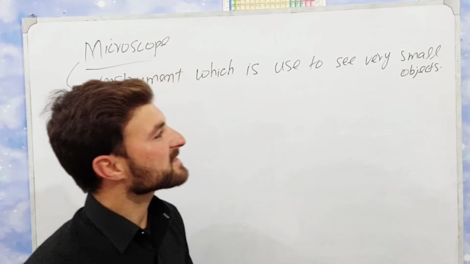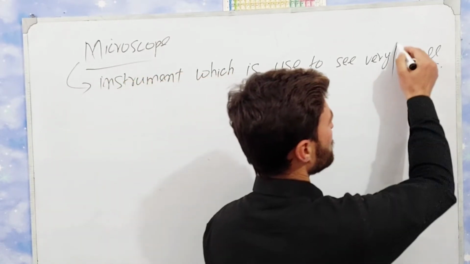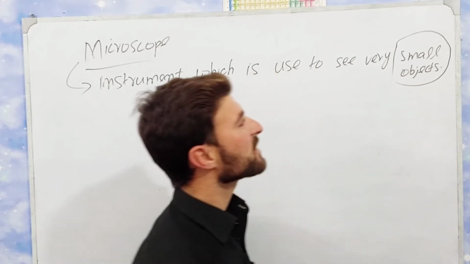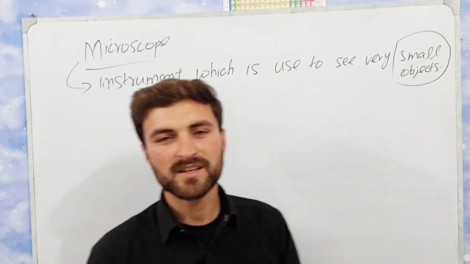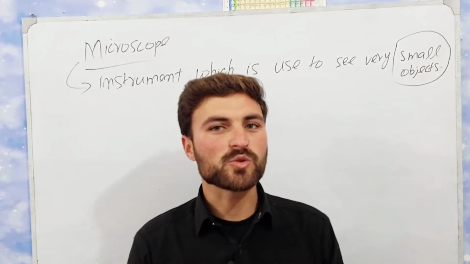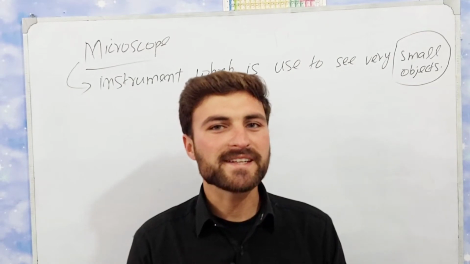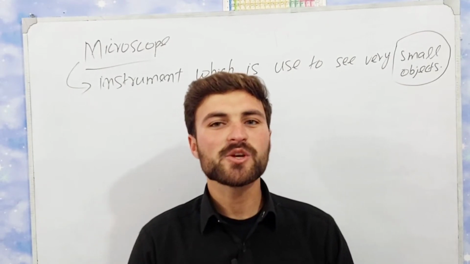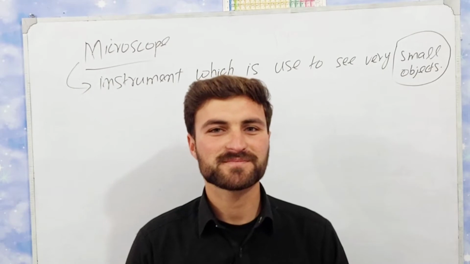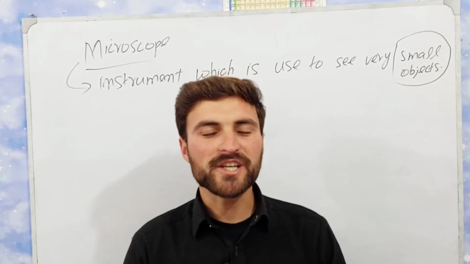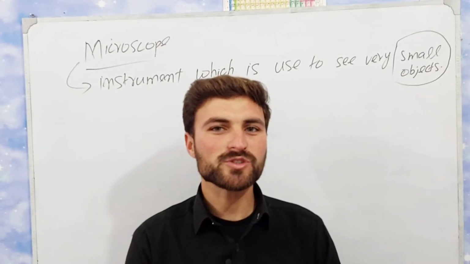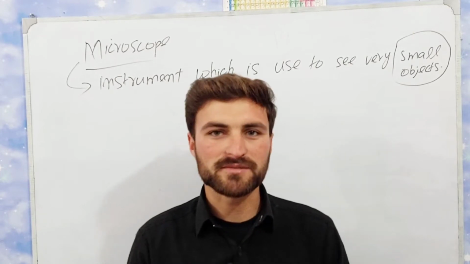Now let's discuss this term small objects. What does it mean? Small objects are those objects which we cannot see with our eyes without the microscope. It means we need microscope for those objects to be observed.